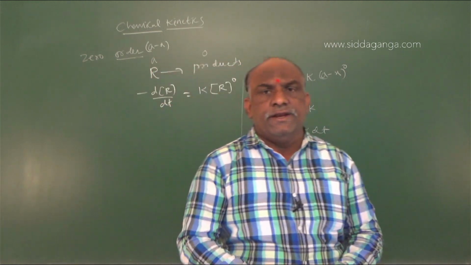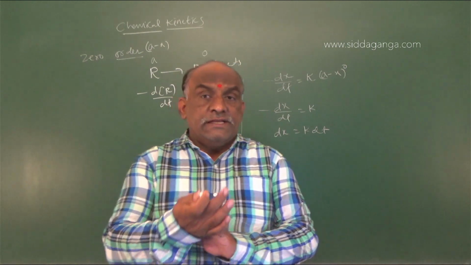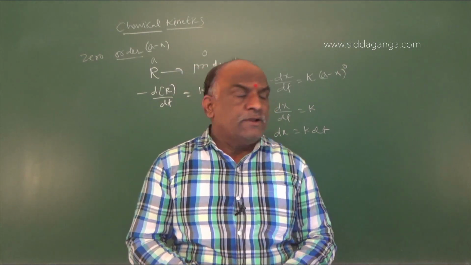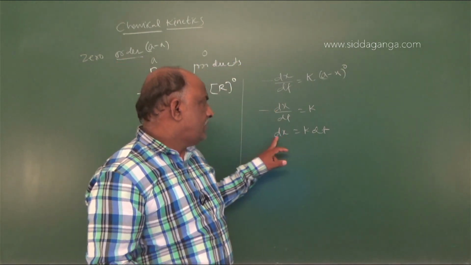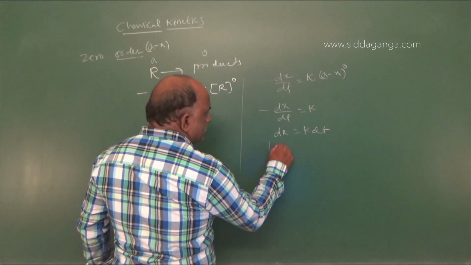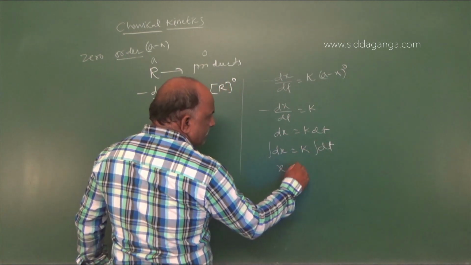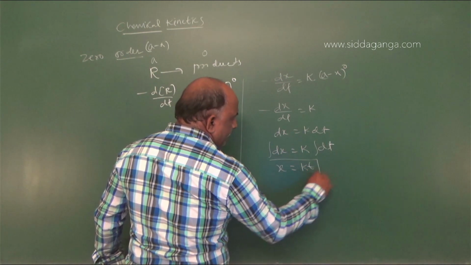dx is equal to k dt. The minus sign is used only to show the decrease in the concentration of the reactants. So here dx is equal to k dt. Apply integration on both sides. We will get the integration of dx is equal to k into the integration of dt. So x is equal to kt.